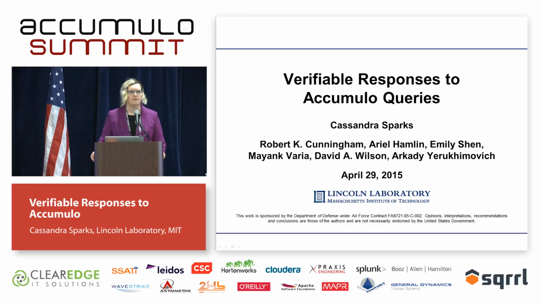There have already been a lot of really good talks about how Accumulo is used, and in particular, how important visibility labels are to Accumulo and how central security is to the way Accumulo is designed. What we're looking at here is a different view of security and a different threat model against an Accumulo database. Today I'll be talking about the work we've been doing on coming up with verifiable results to Accumulo queries using cryptographic techniques.